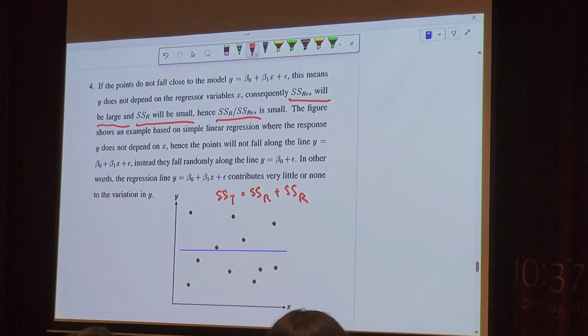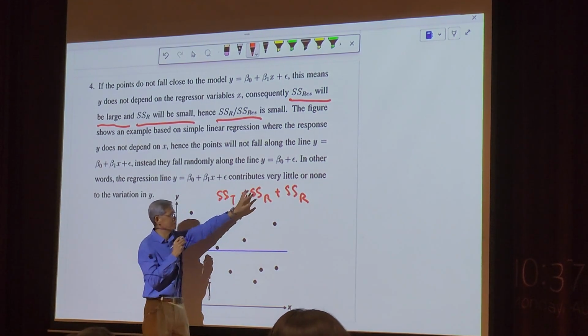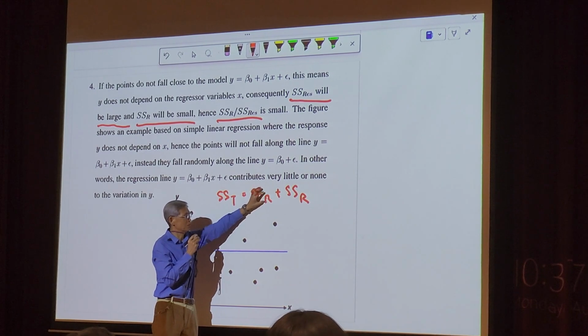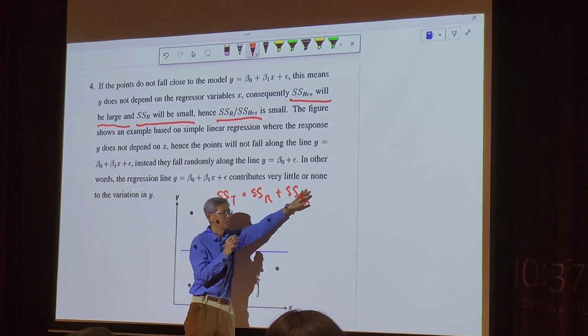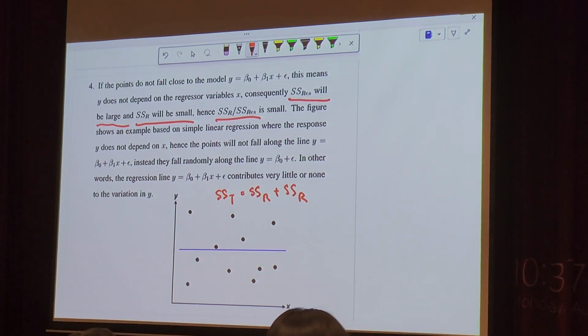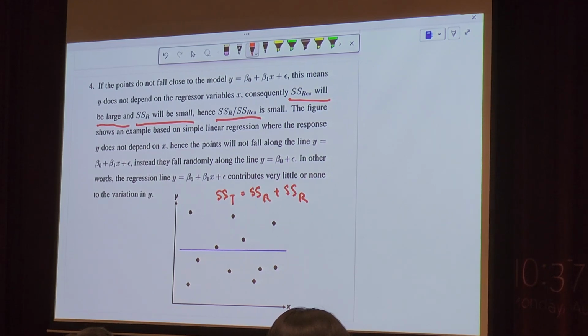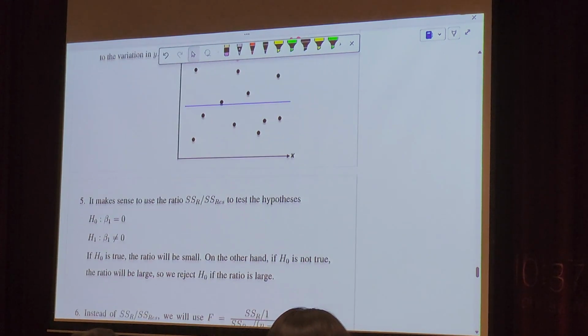So this is an example where the variation cannot be explained by the regression line because this is small. It's all residues, it's all error, random error. So in other words, this regression line contributes very little to the variation involved.